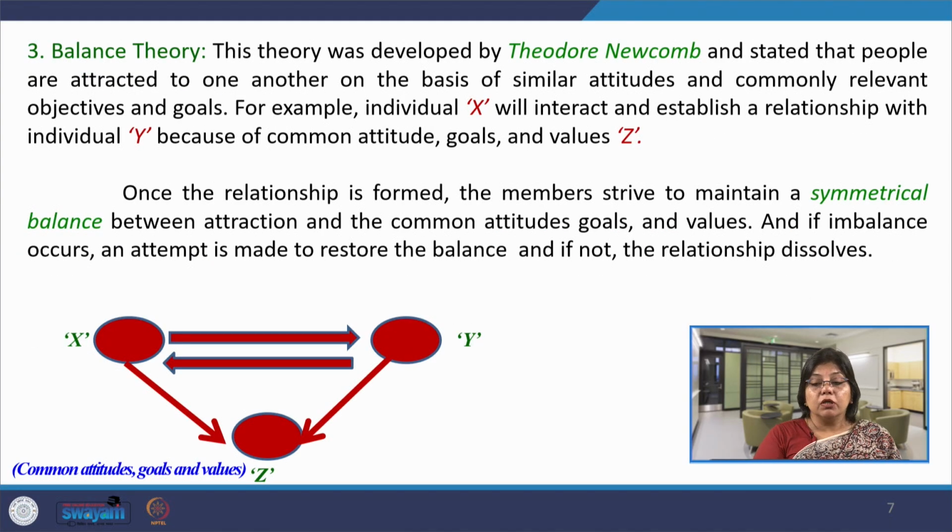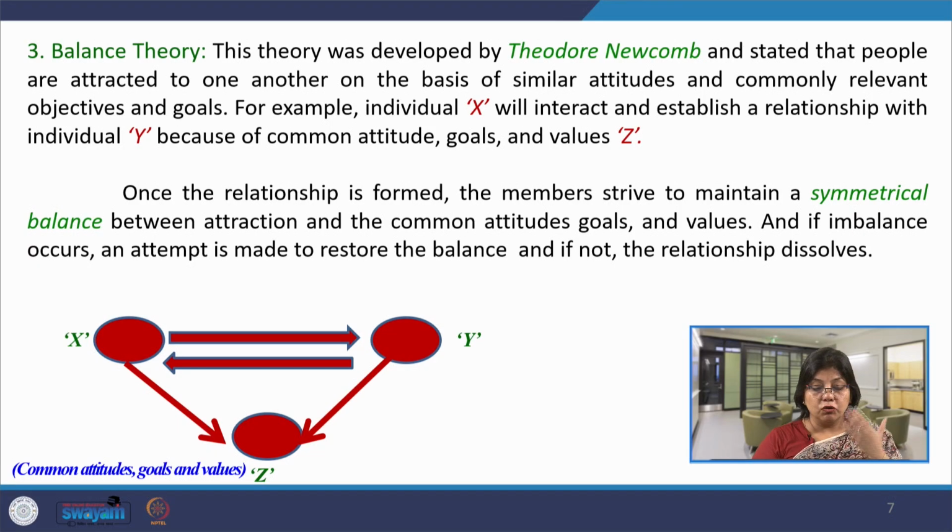Balance theory was developed by Theodore Newcomb and stated that people are attracted to one another because of similarity between their attitudes and commonly relevant objectives and goals. So, if two or more people have common attitudes and a common goal, they are attracted to each other. When they are interacting, they tend to establish a relationship because of this commonality of goals, and this leads to maintaining a symmetrical balance. So, this is very obvious.